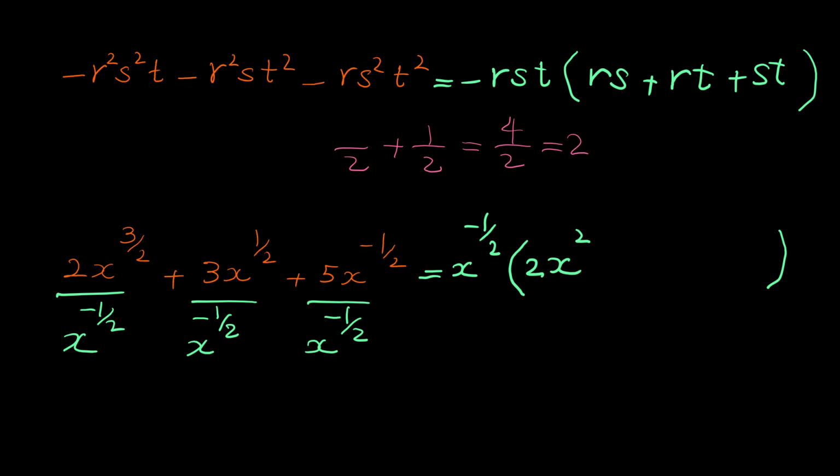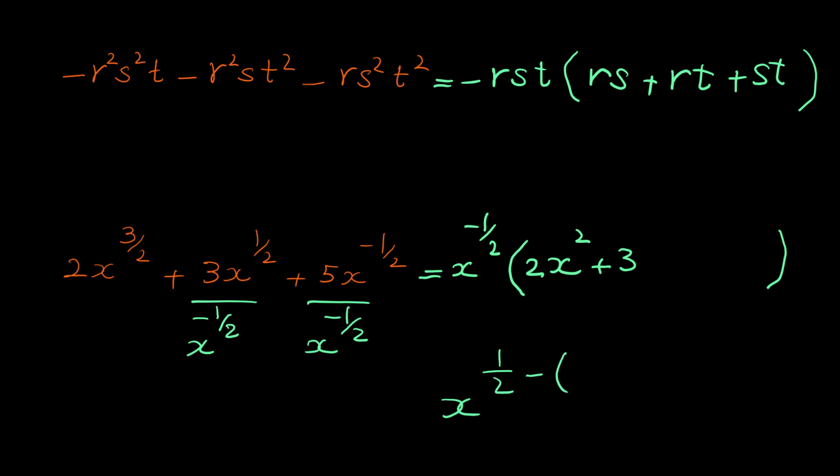Now we have to move to the next term. So let me erase here. What is 3x to the 1/2 divided by x to the negative 1/2? 3 divided by 1 is 3, so we have plus 3. Then x to the 1/2 divided by x to the negative 1/2 is x to the 1/2 minus negative 1/2. If you calculate this, 1/2 plus 1/2 is 2 over 2, and 2 over 2 is 1. So just 3x to the 1, or 3x.